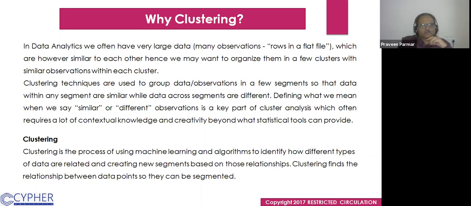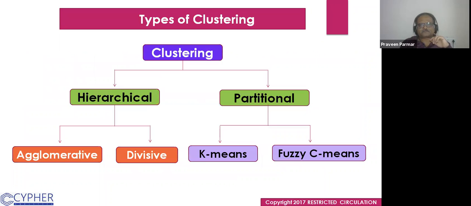Clustering is the process of using machine learning and algorithms to identify how different types of data are related and creating new segments based on those relationships. Clustering finds the relationship between data points so they can be segmented. Data points are the observations. There are various types of clustering: hierarchical clustering and partitional clustering. Hierarchical includes agglomerative and divisive, and partitional includes K-means and fuzzy C-means clustering.